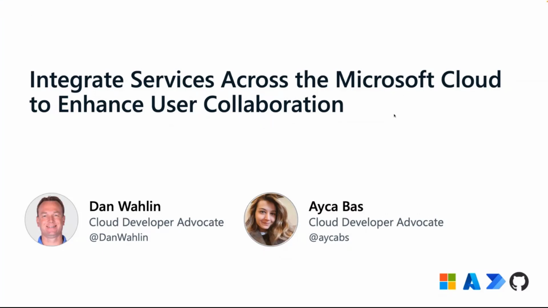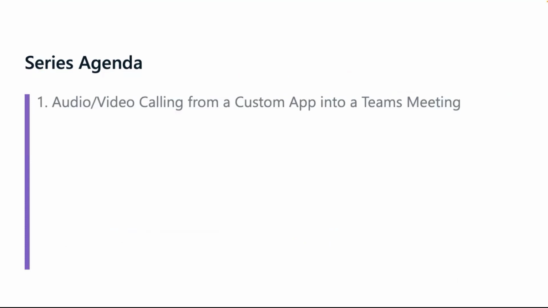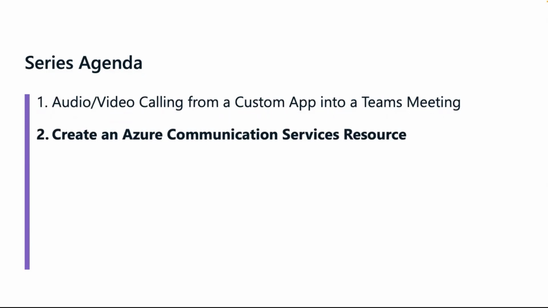As mentioned, this is a multi-part series. We started off by talking about audio and video calling from a custom app into a Teams meeting and ran a demo. I'm going to show you that again, so if you missed it, no worries. But today we're going to focus more on the ACS side and how we can use that to get started. If you haven't heard of ACS, Azure Communication Services, it's literally using the same infrastructure that we're using right now with Teams. We'll talk about how you can embed this type of functionality into your own apps and some of the scenarios you can do with that.